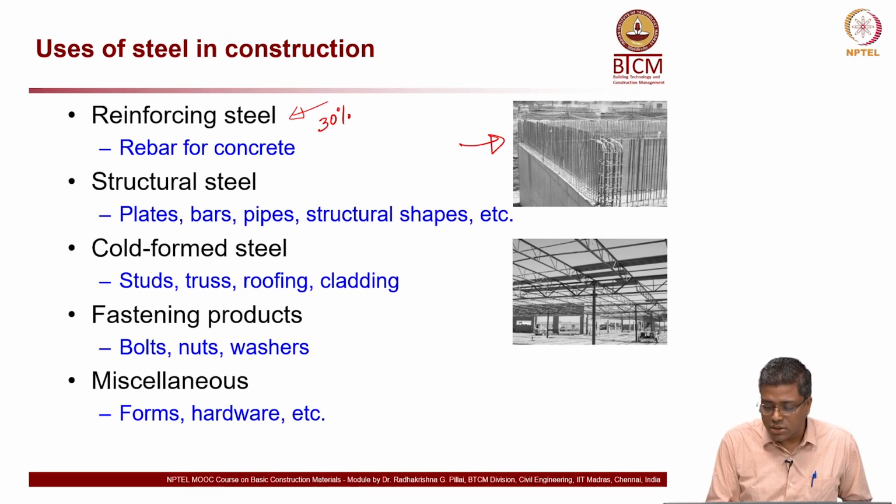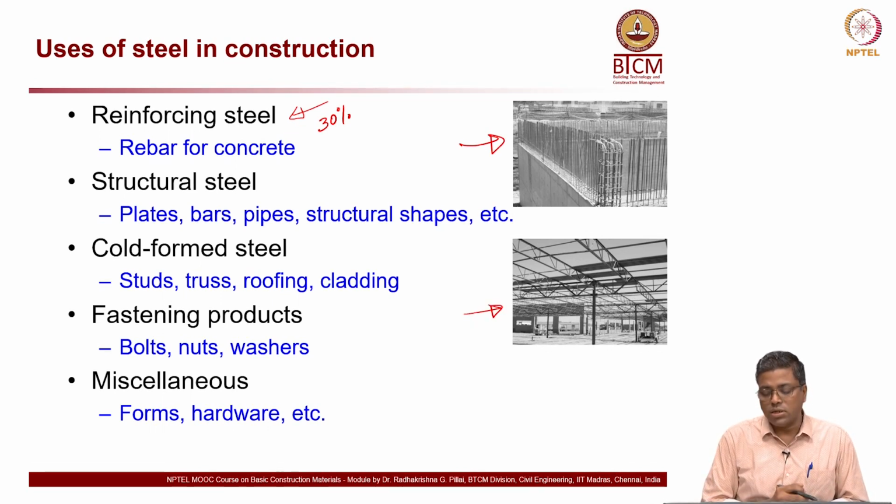You can see rebars. And when we talk about structural steel, we are talking about trusses, plates, square-shaped bars, which are not circular rebars, but pipes. Structural shape means I section, angle section, channel section. So many sections are there.